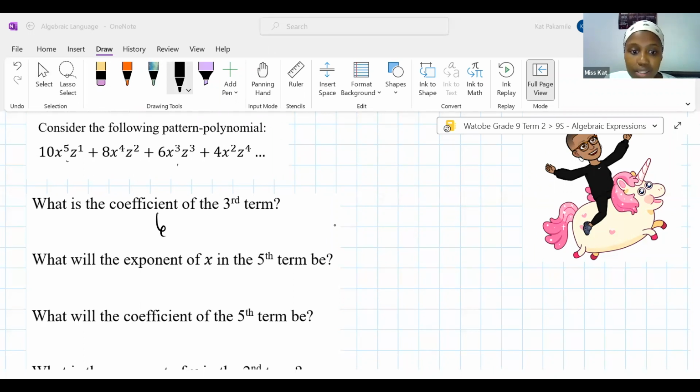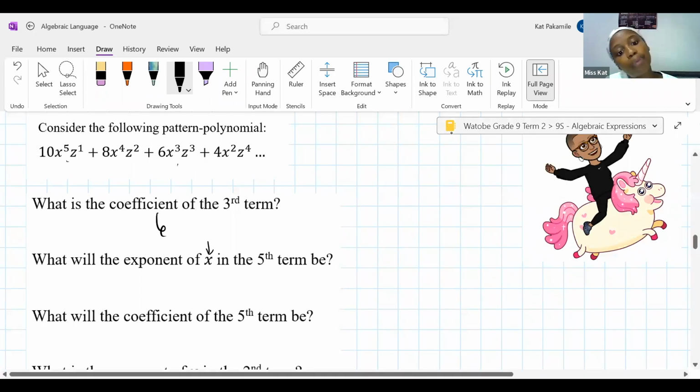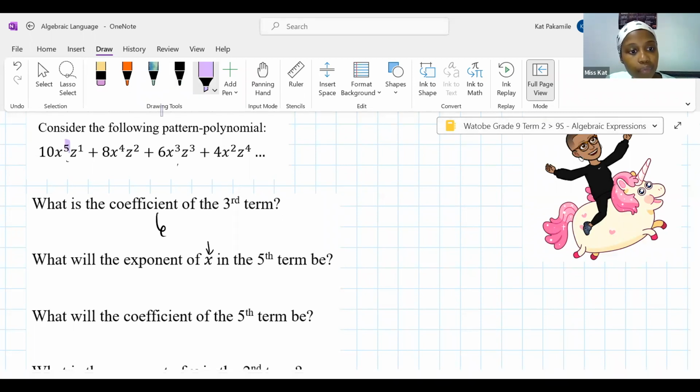Tabi, hi, ma'am. If there was a fifth term, what would the exponent of x be? Remember, it's a pattern. Check the pattern. It would be 1. Thank you very much. That would be correct.